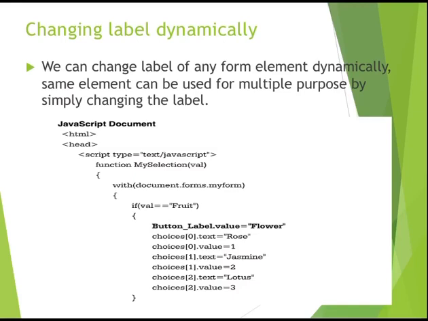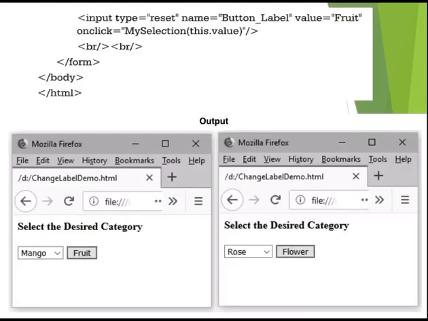So what we are going to do, we are going to take a reset button, and we are going to change its label. I'll show you the output of the code, then you'll get to know how we are going to change the label. So this is your label, so this is your reset. We are going to take a reset button, that is fruit button.